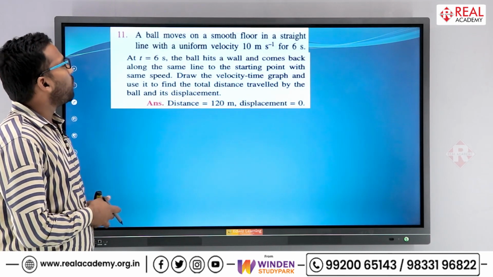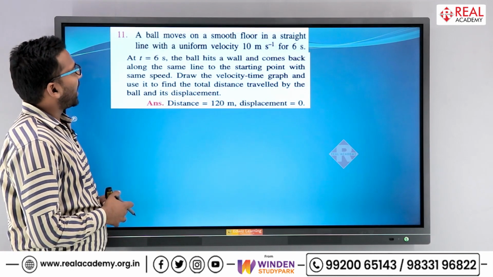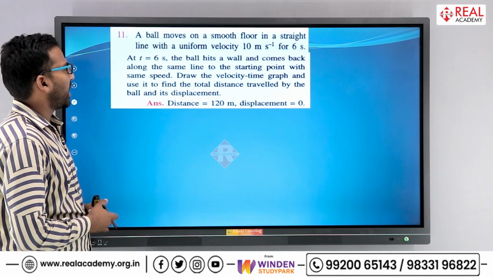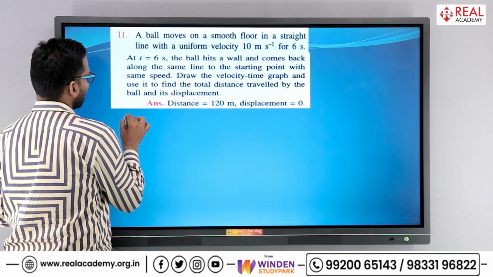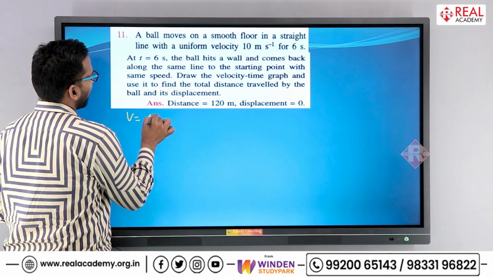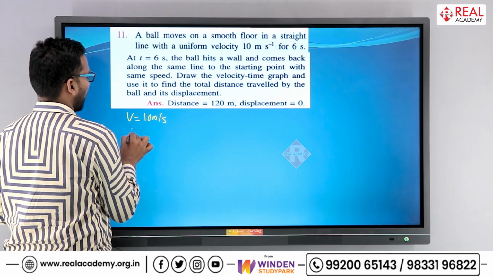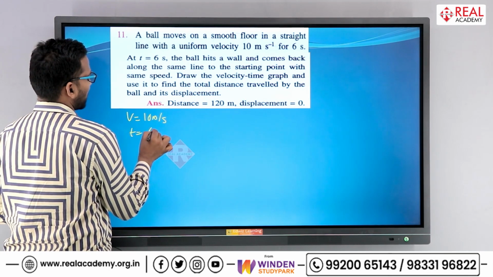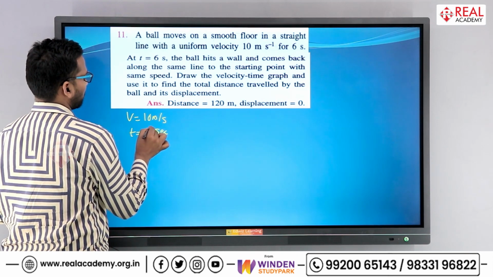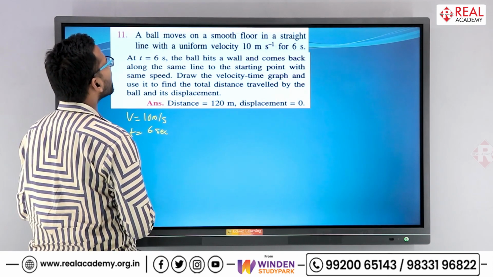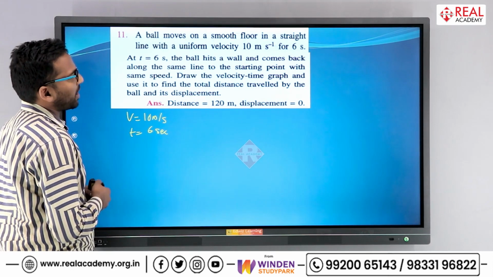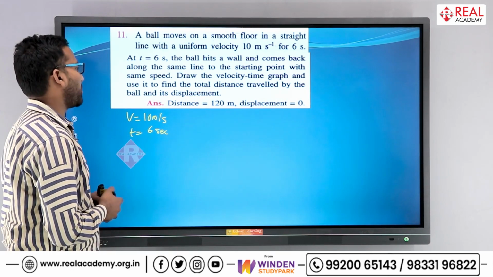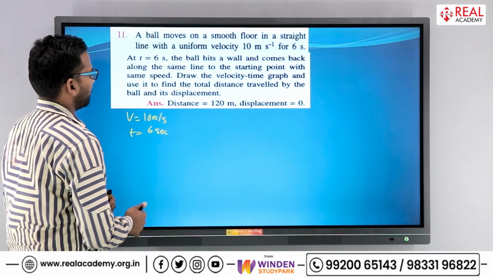A ball moves on a smooth floor in a straight line with uniform velocity 10 meter per second for 6 seconds. Uniform velocity 10 meter per second and the time they have mentioned as 6 seconds. At 6 seconds, the ball hits the wall and comes back along the same line to the starting point with the same speed. Draw the velocity time graph.